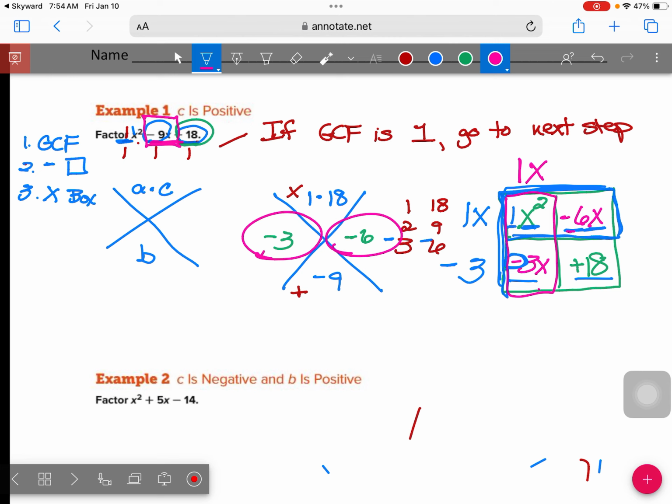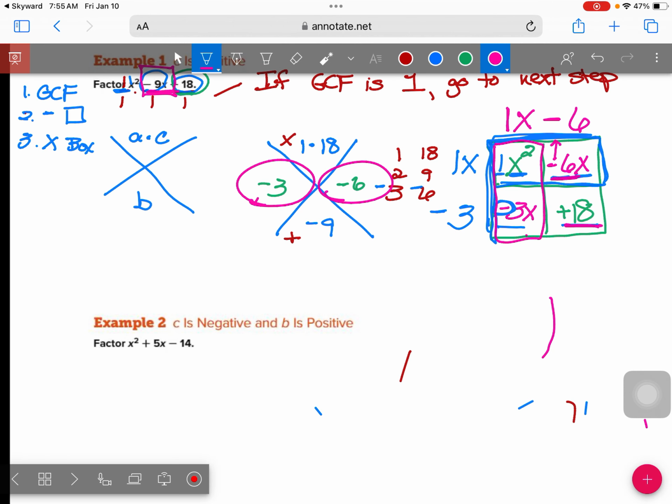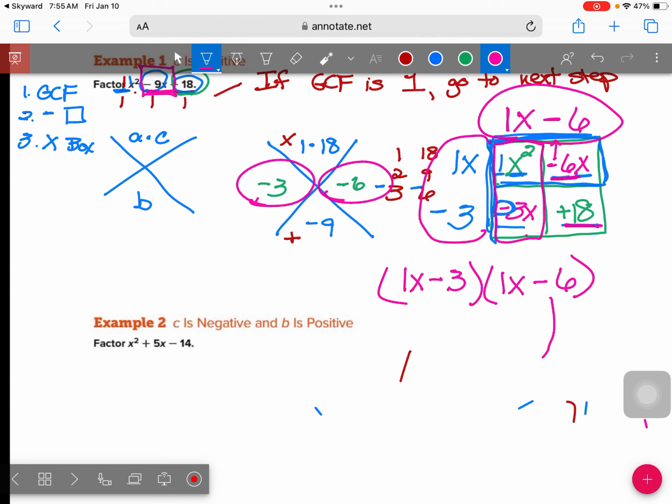Okay. And then you have a negative 6 and 18. So look at the 6 first. 6 is a factor of 6. 6 is also a factor of 18. So we factor out the 6, but because this negative is here, we also have to factor out the negative. So what does this mean? This means your factors are these two things, which is 1x minus 3 and 1x minus 6.